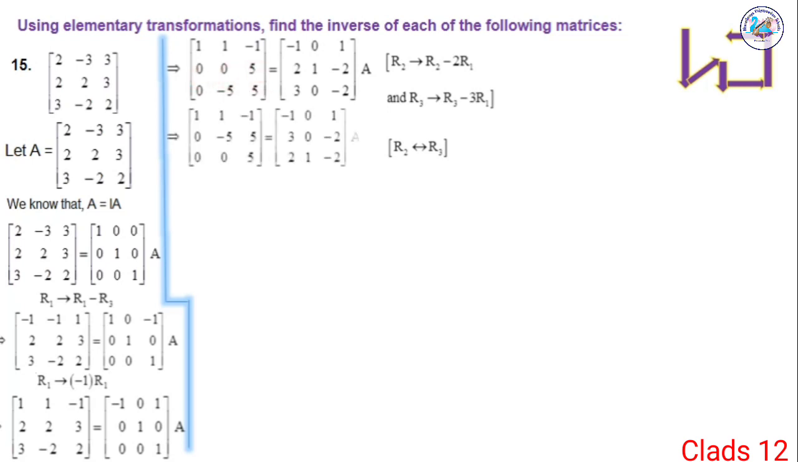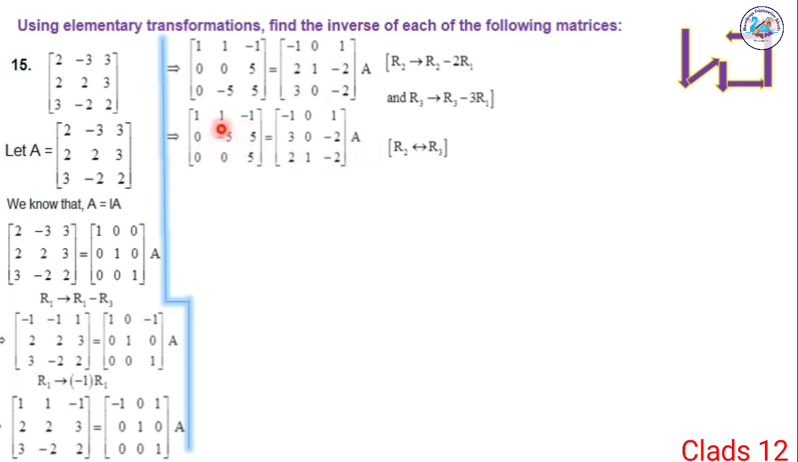After interchanging R2 and R3, R1 remains the same, 1, 1, minus 1. This R3 will come into the R2 position, that is 0, minus 5, 5 will come here, and 0, 0, 5 will come as R3. Equal to, here also the same operation, R2, R3 changing. Minus 1, 0, 1 same, and 3, 0, minus 2, R3 will come here as R2. 3, 0, minus 2, and this R2, 2, 1, minus 2 will come here as R3, into A.